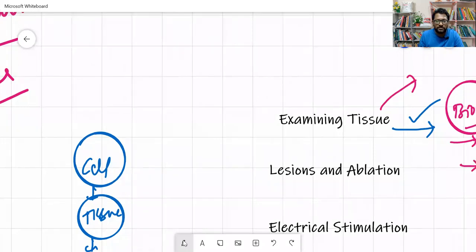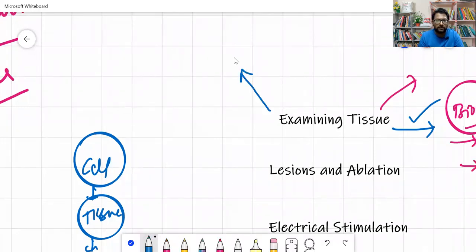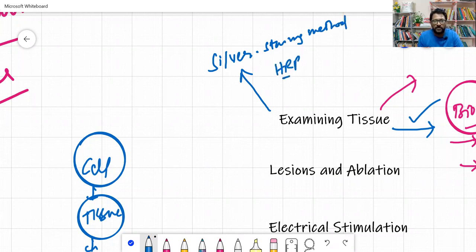When we talk about staining methods, we have the silver staining method, or the HRP, horseradish peroxidase method, which is among the most reliable staining techniques. Scientists even use a combination of the silver staining method and the HRP technique, which establishes functional connectivity between two brain regions. So we can explore this connectivity by using silver as well as HRP staining techniques.